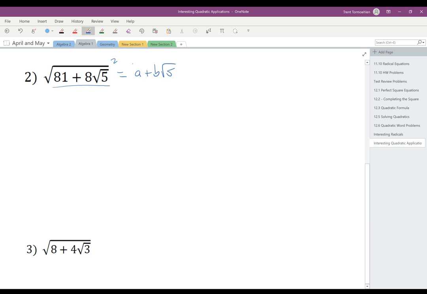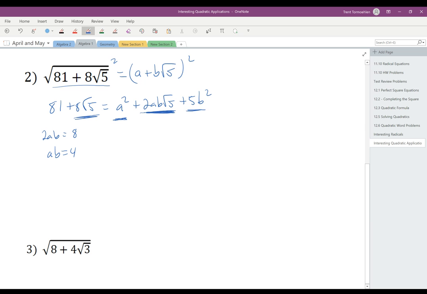So we square both sides of that. And that gives me 81 plus 8 root 5 equals a squared plus 2ab root 5 plus 5b squared. Well, we can then say, all right, to make this work, I need 2ab root 5 to give me the 8 root 5. And so that means that 2ab has to equal 8, which means a times b has to equal 4. And then I need the other two things to give me the 81 because they're not going to give me the root 5 part. So they have to give me the 81 part. And so that means that a squared plus 5b squared has to equal 81.